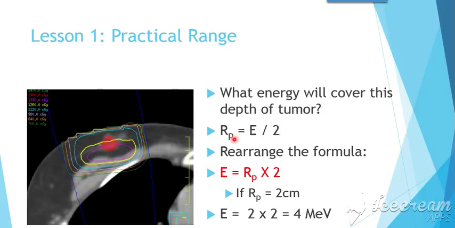So again, if Rp equals energy divided by 2, and I already know that I want to treat to 2 centimeters deep, I just plug in the 2 centimeters as my Rp depth. In that case, by rearranging the formula, energy is going to be practical range times 2. 2 times 2 equals 4 MeV. So I would tell the physician that if he or she used a 4 MeV electron beam, they could treat successfully to a depth of 2 centimeters.